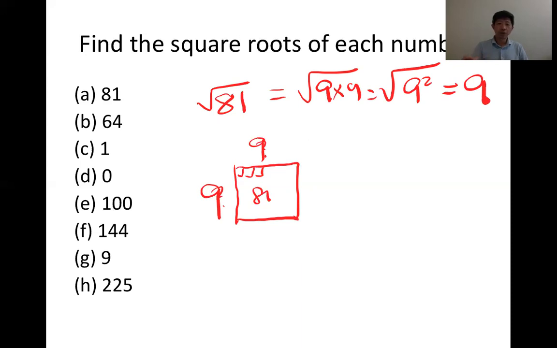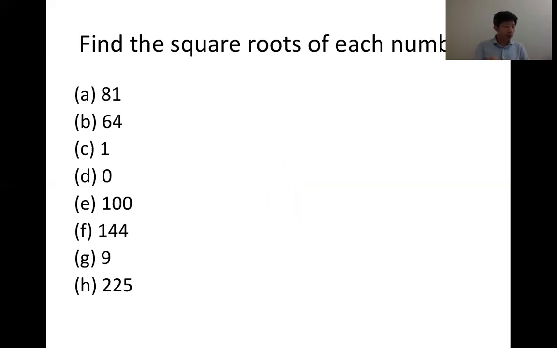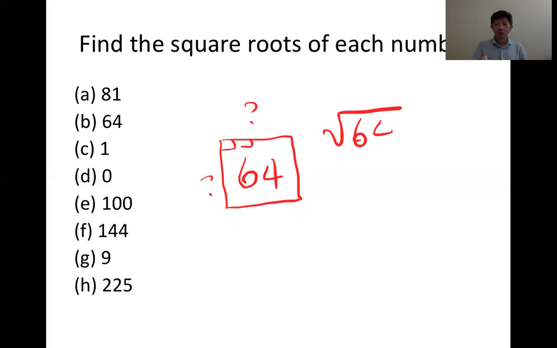So the square and the square root are kind of backward to each other, okay? Now what about 64? 64 means we have an area of 64 unit squares like this, and we want to find the square root of this 64. So that would be the square root of 8 squared, right? So therefore it will be 8, right? Does it make sense to you?